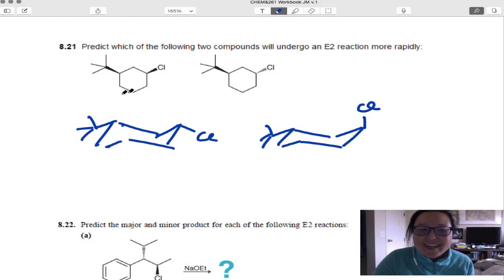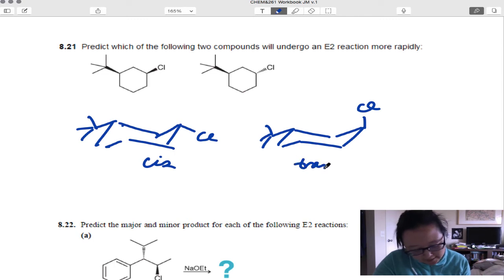All right, so I think you guys will see when they're cis to each other, we have the tert-butyl group definitely needing to be equatorial. So this is the most common conformer of this molecule. That puts chloride in an equatorial position as well because they're cis to each other. And then over here, I have the equatorial tert-butyl group, but now chloride can be trans and can be on the opposite side or axial.